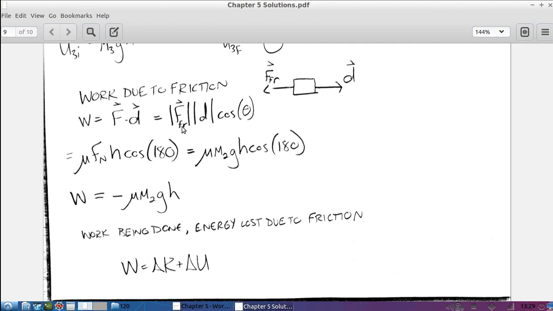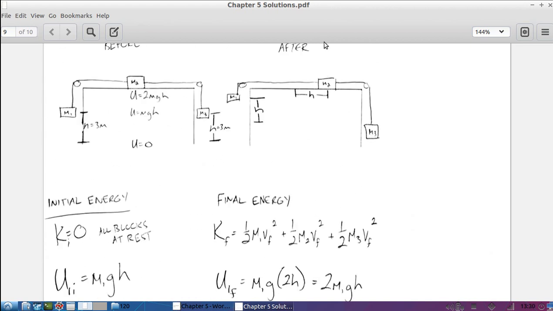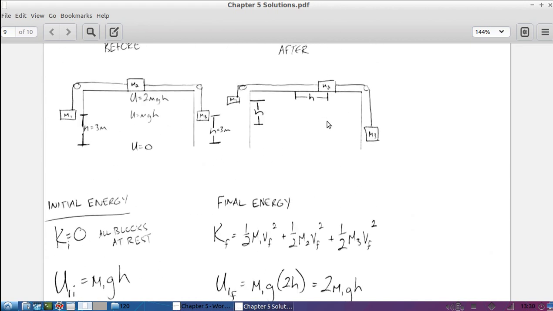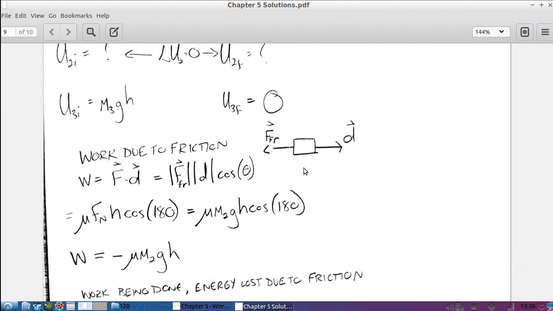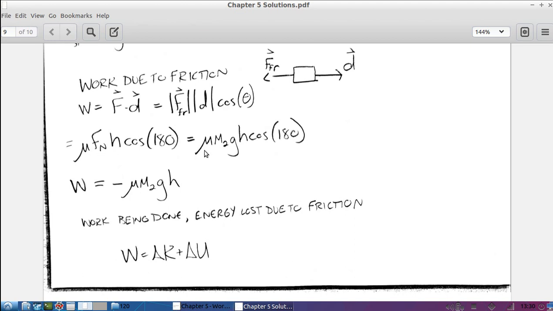What's the frictional force? Frictional force is mu times the normal. What's the normal force? In this case, the normal force is equal to the gravitational force, m2g. You can fill in those vectors on this free body diagram to verify that. So I've got mu m2g, replace d with h, because that's how far it moves, times the cosine of 180. Cosine of 180 is -1. Negative mu m2gh. That's the work being done.